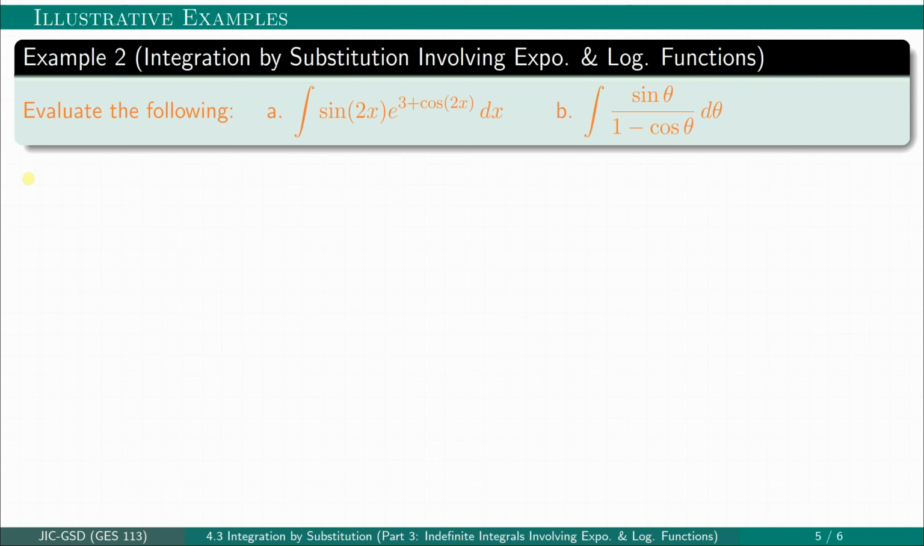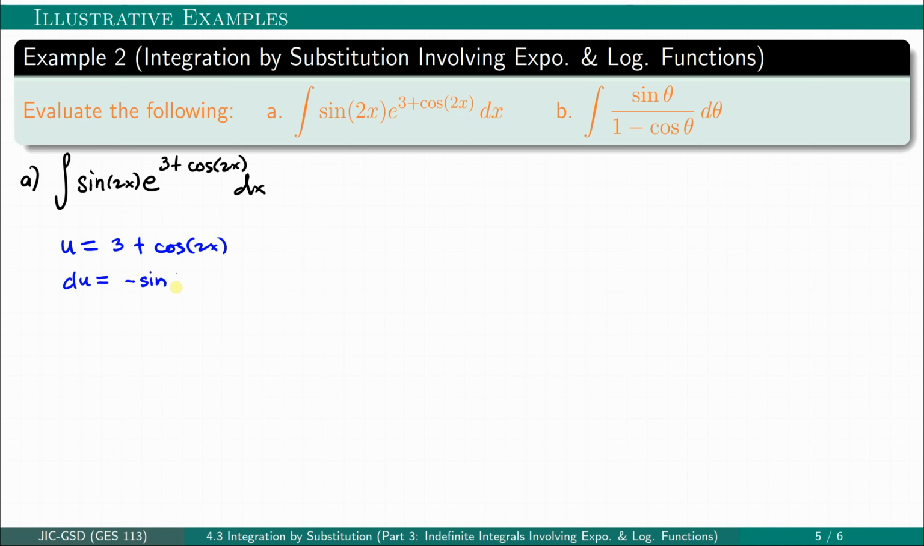For our second example, we will have exponential combined with trigonometric functions. For letter A, we have the integral of sine of 2x multiplied by e raised to 3 plus cosine 2x dx. As before, let us let u be the power of the exponential, so this will be 3 plus cosine 2x. And we have du equals the derivative of 3, which is just 0, and the derivative of cosine is minus sine 2x times the 2, because we have to use the chain rule here, dx.